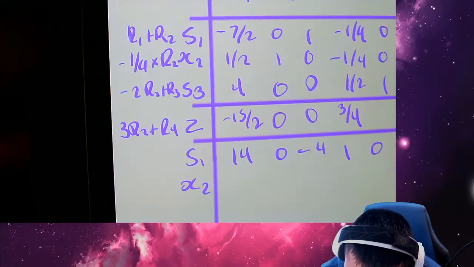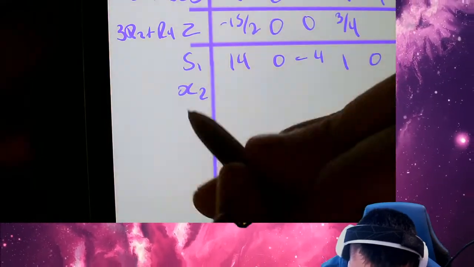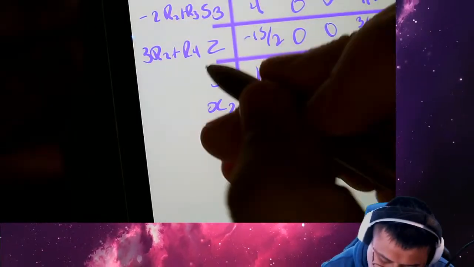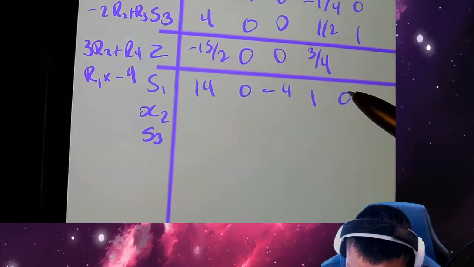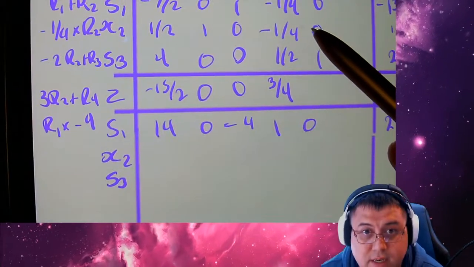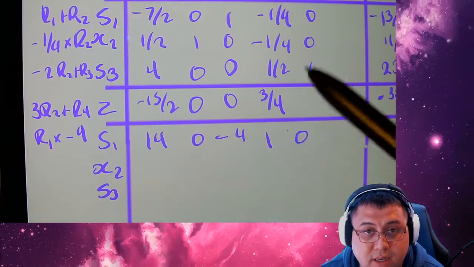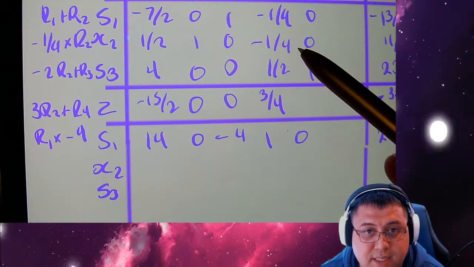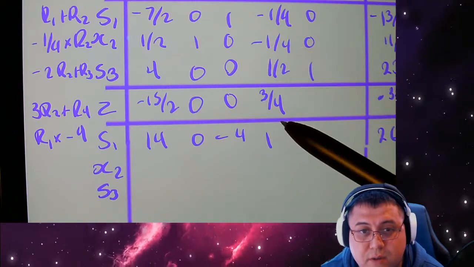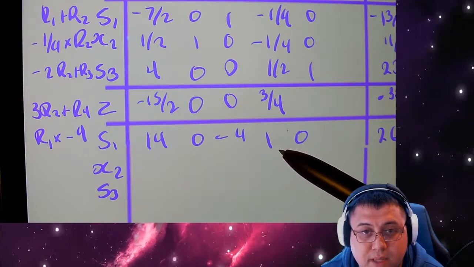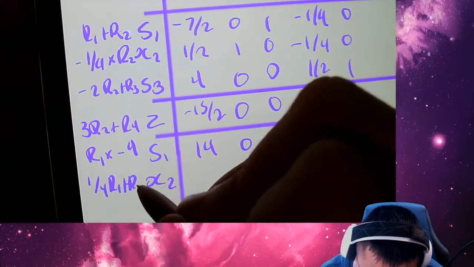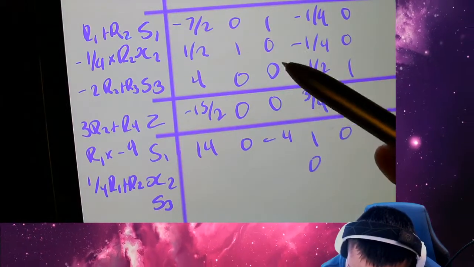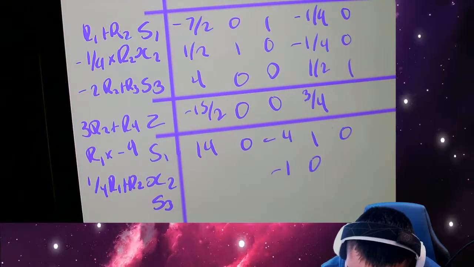0. Okay, now, so this would be row 1 times negative 4. Okay, x2, we want to get rid of that negative 1/4, right? Below us. So I want to do this plus this, okay? And I want to get rid of this negative 1/4, so I multiply this by 1/4. That's it. So 1/4 R1 plus R2. It's going to be 0. 1/4, that's going to be -1.